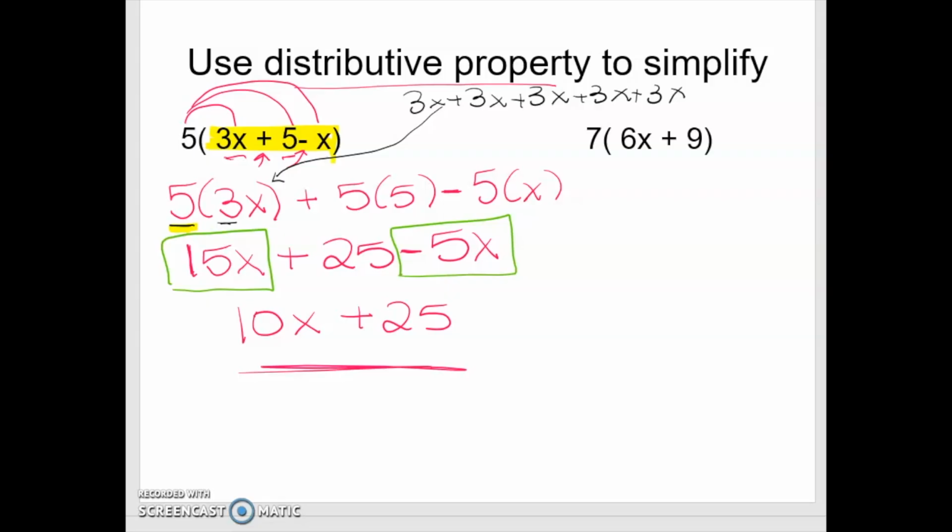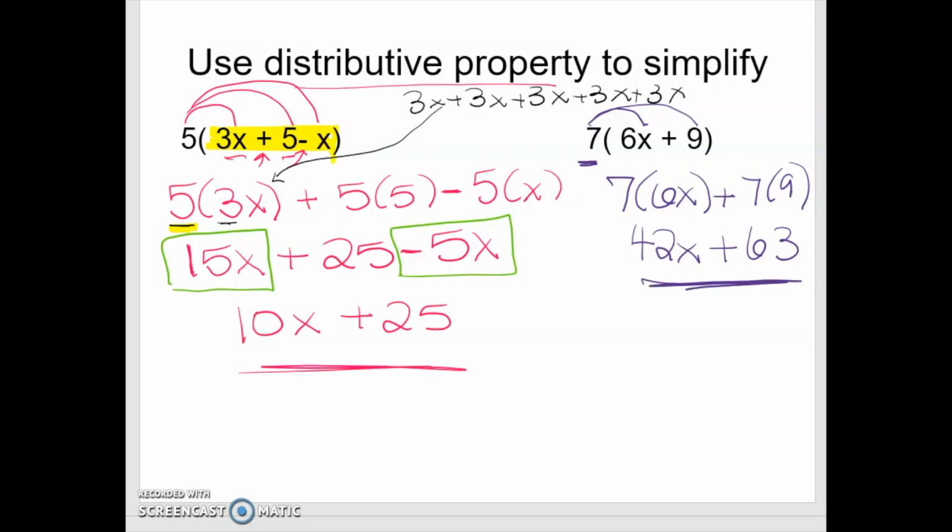Again, we're going to distribute the 7 to the 6x. So this becomes 7 times 6x. Then we have addition. Then we're going to distribute the 7 to the 9. So 7 times 9. So remember, 7 times 6, 42x. And remember what I showed you here. It's like 6x plus 6x plus 6x plus 6x, 7 times. Remember, multiplication is just a quick way to do addition. And then 7 times 9 is 63. We're done. That's our answer.